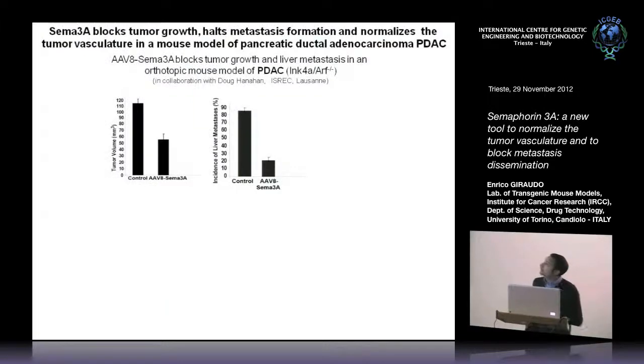These are the data that we have collected so far, and we were first of all happy that we were able to overexpress, with the AAV8, CIMA-3A in the PDAC tumors as well as in RIPTEC mice. And what we found, as we observed in RIPTEC mice, is that CIMA-3A was able to reduce the primary tumor, but more dramatically, you can see here, reduce the incidence of liver metastasis.